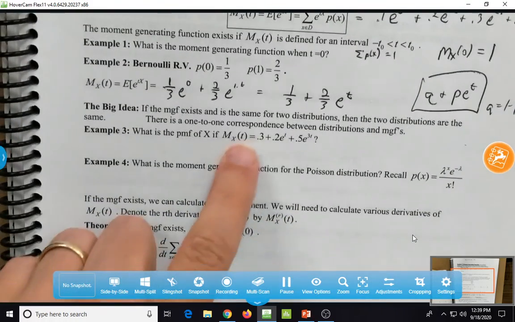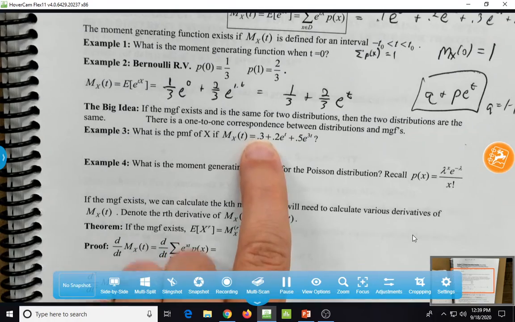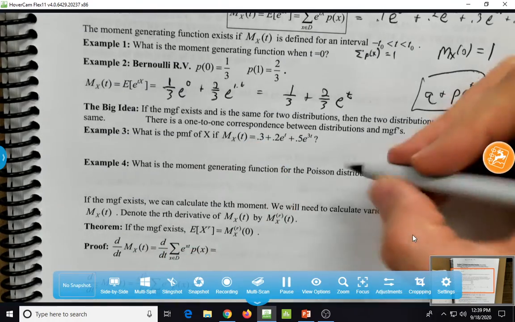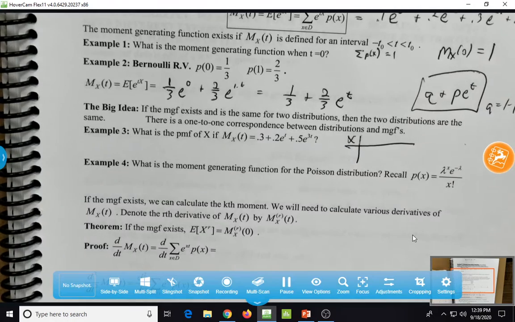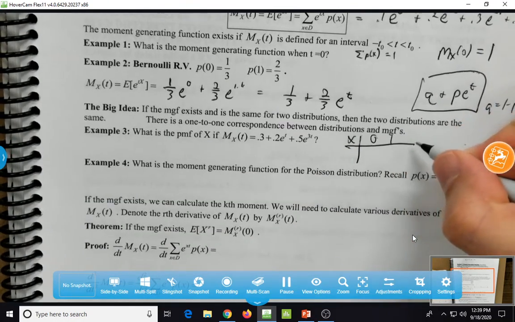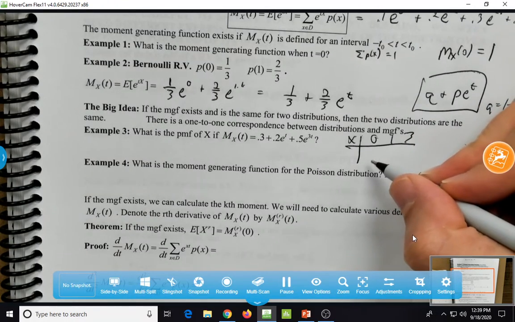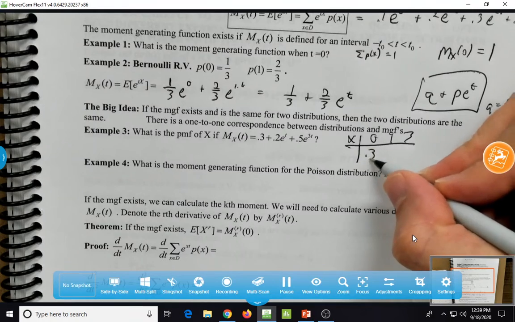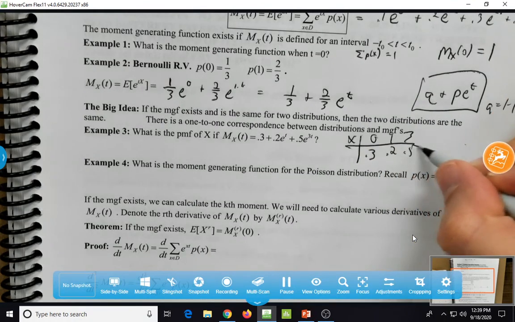All right, what is the PMF, probability mass function, for this function right here? What are my random variable values that I need to be concerned about? 0, 1, and 3. That's right. And what's the probability for 0? 0.3. What about for 1? 0.2, and then 0.5.